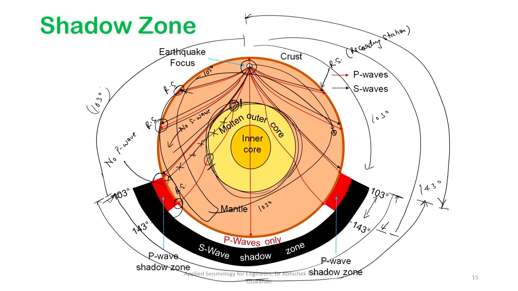Similarly, from 103 degree to 143 degree, there will not be any primary wave. This is important because if there is a recording station and it is not detecting any primary or secondary wave, that does not mean that there was no earthquake. It also does not mean that the recording station is not working. Simply, it means that because of the relative position of the recording station with respect to the focus, the recording station is not in a position to detect any shear wave or primary wave. So, these are called primary and shear wave shadow zones.